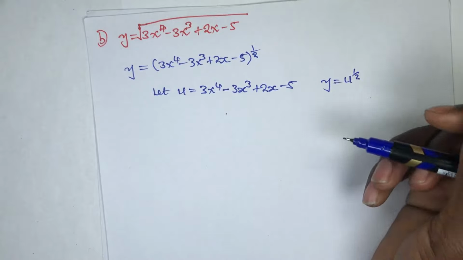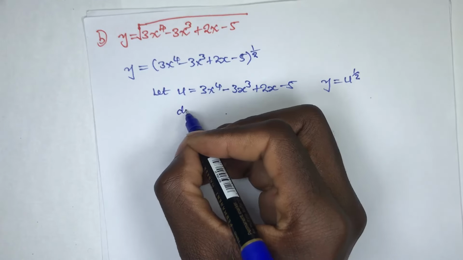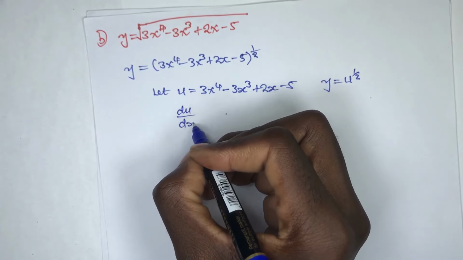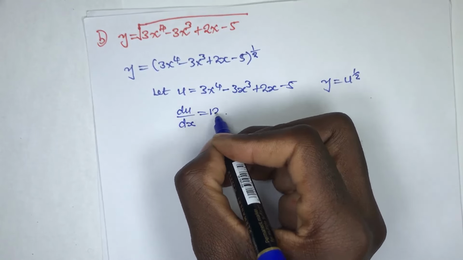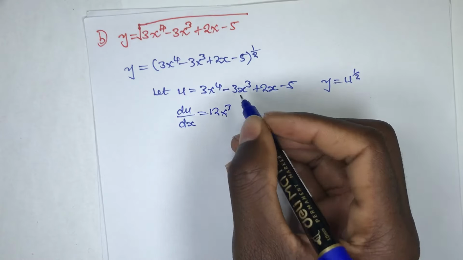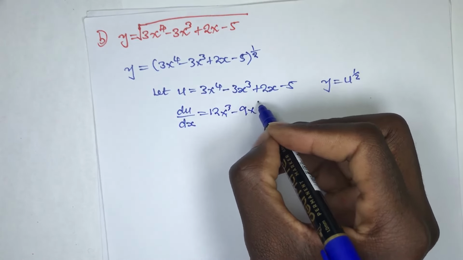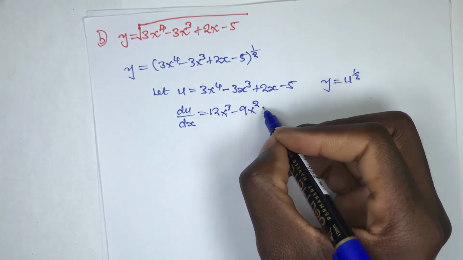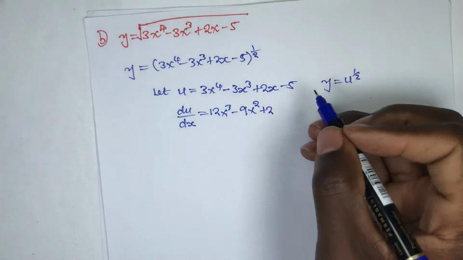So then if that is the case, we're going to differentiate u with respect to x. So du/dx is equal to, when we differentiate this, we're going to get 12x to the power 3. When we differentiate this, we're going to get minus 9x squared. We differentiate that, we're just going to get plus 2. And when you differentiate a constant, you get a 0 there.